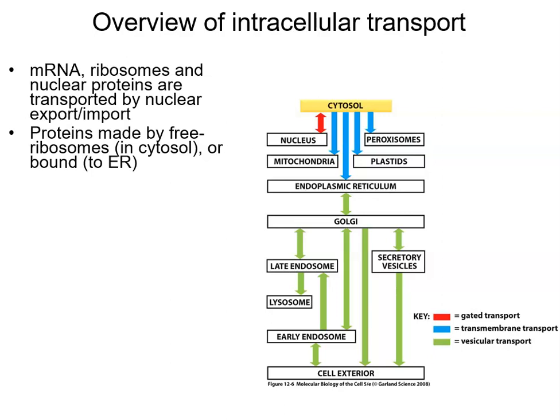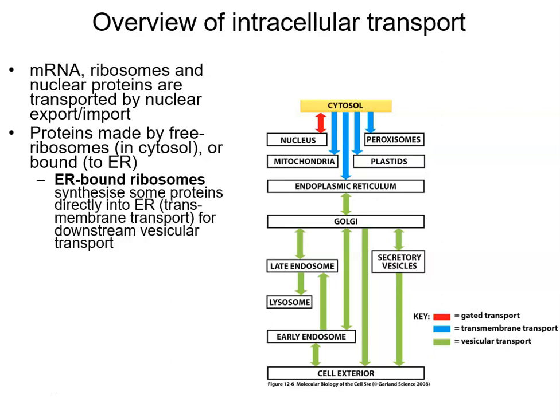for free proteins by the free ribosomes or the endoplasmic reticulum bound ribosomes. So the endoplasmic reticulum bound ribosomes are crucial for secreting proteins directly into the ER, the endoplasmic reticulum. So anything that's due to be secreted from the cell is mostly made by a ribosome attached to the ER, and as protein synthesis occurs, that polypeptide chain is threaded through a translocation channel into the endoplasmic reticulum. So those are your ER-bound ribosomes.